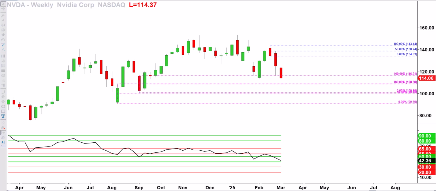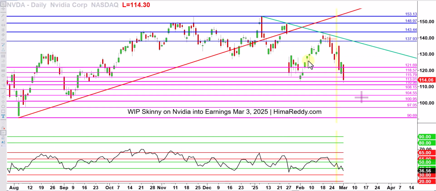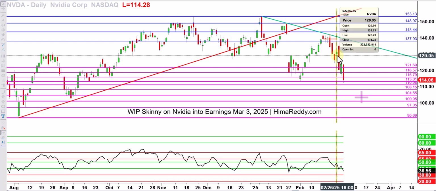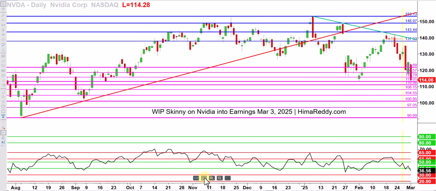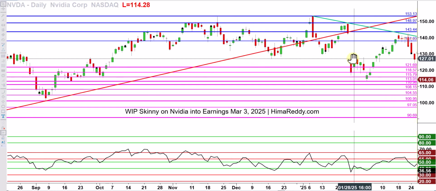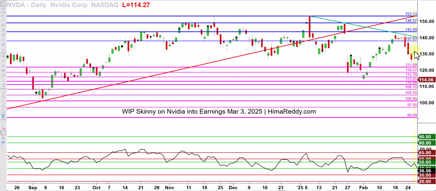All right, now let's go back to the daily chart. All right, so now we're on the daily chart, and clearly the yellow line here represents the day I made the forecast, right? So at that point, none of this downside had unfolded. We were in the middle of this bar forming.